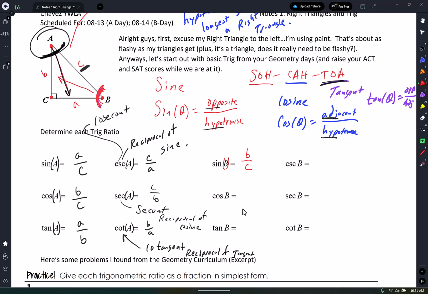I'm looking at angle B, Eric. So see this angle B? Opposite, hypotenuse. And the cosine, see this, it says cosine right here. So cosine, what does it say? Adjacent over hypotenuse. So what's adjacent? This guy right here.